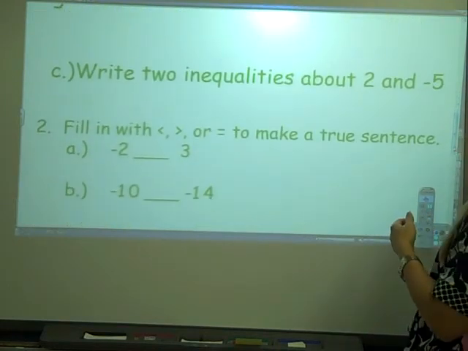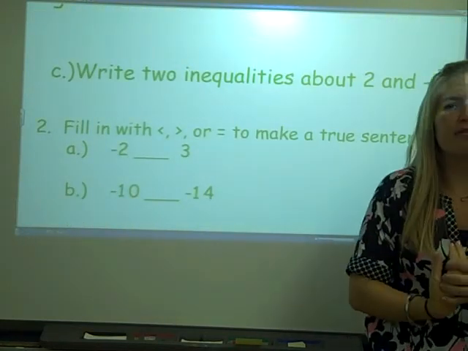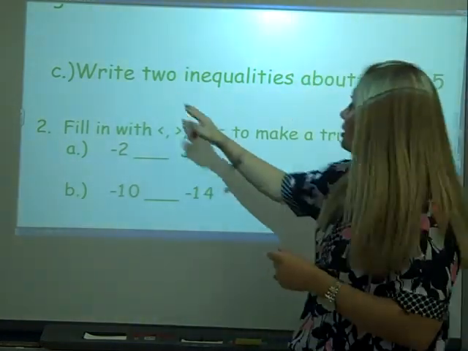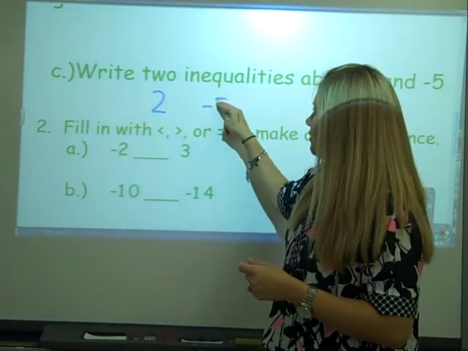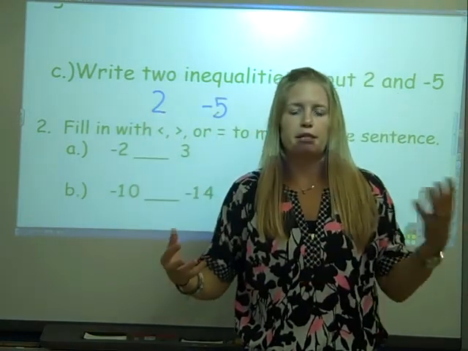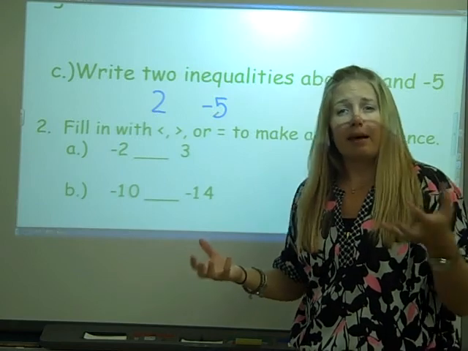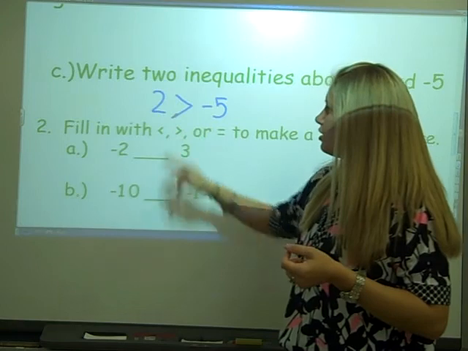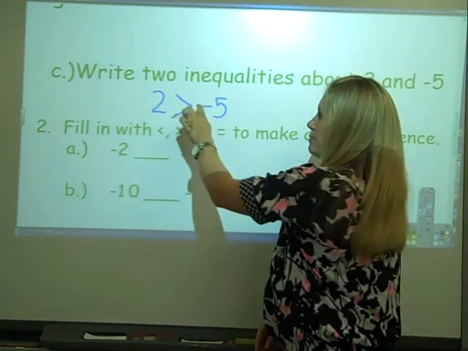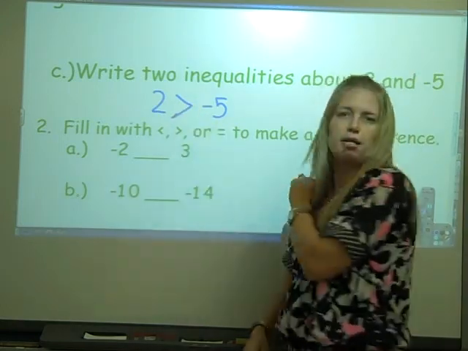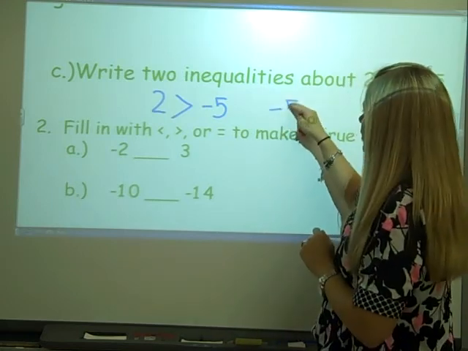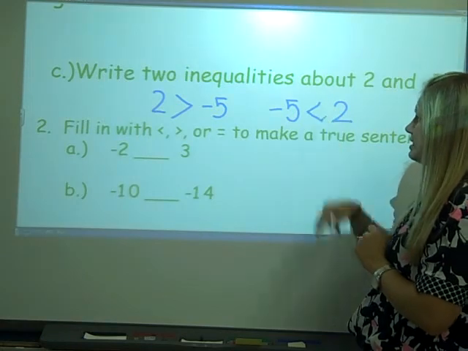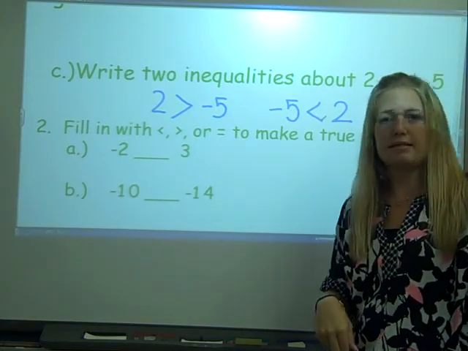Write 2 inequalities about 2 and negative 5. Okay, so we have 2 and negative 5. Well, 2 is a positive number, negative 5 is negative, so that means that negative 5 is going to be smaller. So we're going to write 2 is greater than negative 5. You put the smaller part of the symbol closer to negative 5. And another inequality would be to switch your numbers and write negative 5 is less than 2. So then your order switches on the symbol.